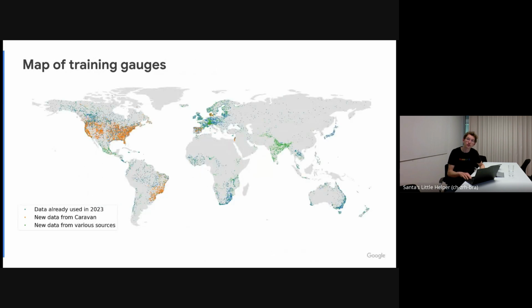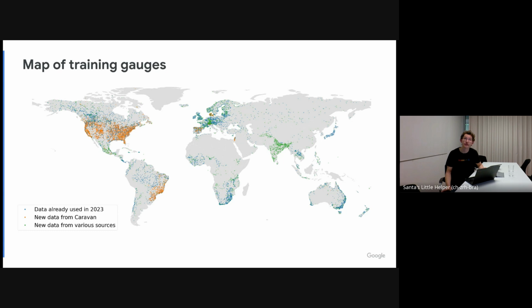So to show a more real operational example, this is actually the map of all of the training stations that we use to train a single model for our operational flood forecasting system. So the colors don't really matter too much here, but what you see here is about 17,000 locations all around the world that we're feeding the model during training in order to make it learn this very generic or generalizable behavior that then transfers to other places in the world.